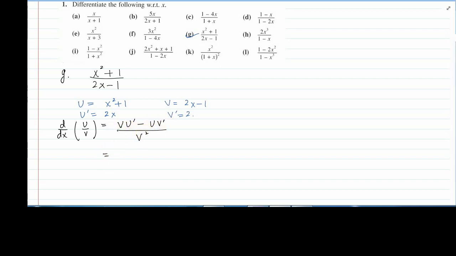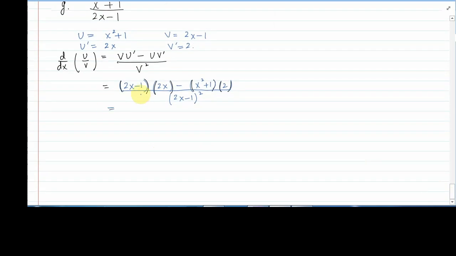So the value of v we have is 2x minus 1 multiplied with derivative of u, which is 2x, minus the value of u, which is x square plus 1, and v dash is 2, divided by v square, and the value of v is (2x minus 1) whole square. Whenever you are attempting u upon v, make sure that you use brackets here. Then there will be very little chance that you make a mistake in sign especially. So I recommend you use those brackets.